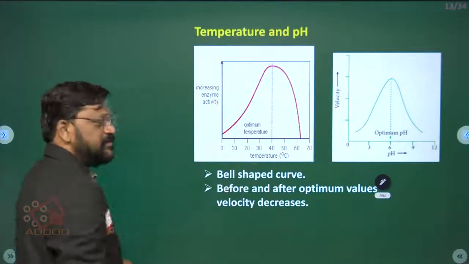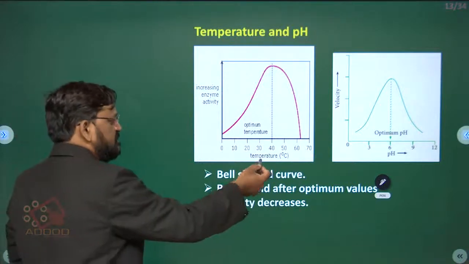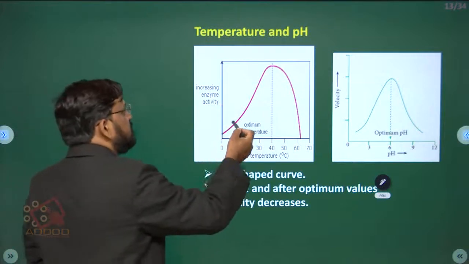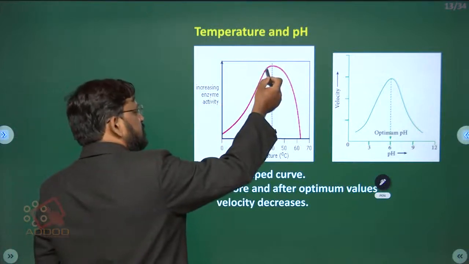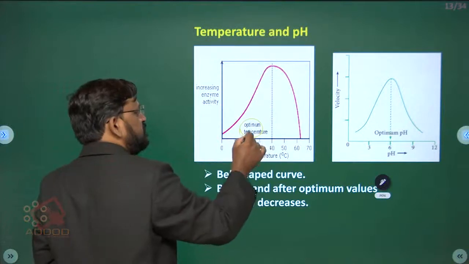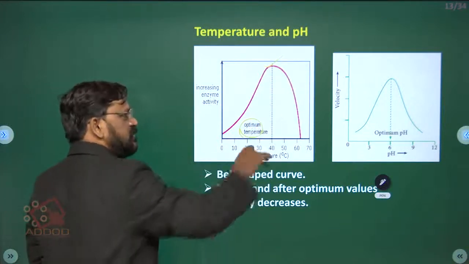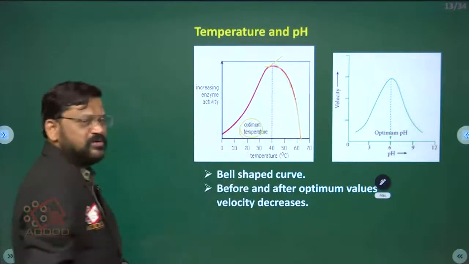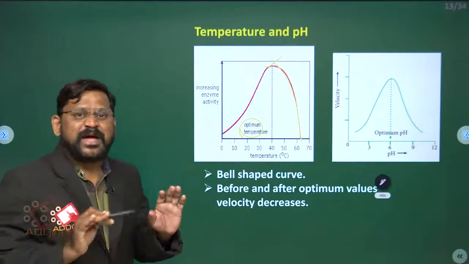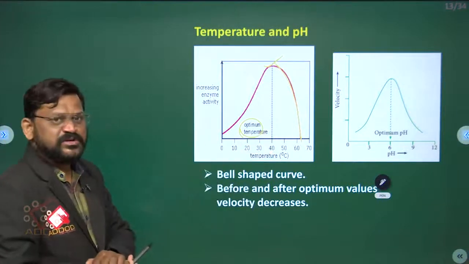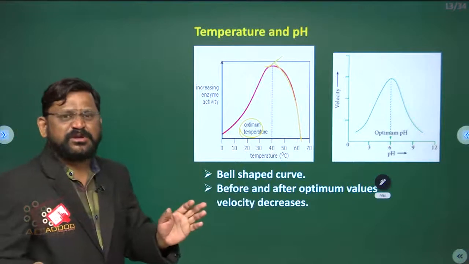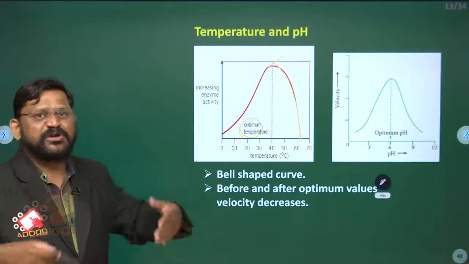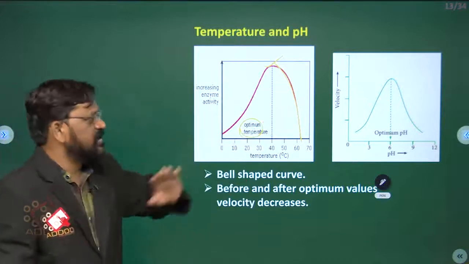Let us see the effect of temperature on enzyme action. Here the temperature is taken on the x-axis and enzyme activity on the y-axis. If you increase the temperature, until it reaches the optimum temperature, the rate of reaction also increases. If you keep on increasing the temperature, the rate of reaction will fall down. Enzyme activity will be maximum at the optimum temperature. Generally, we say the optimum temperature is 25 to 30 degrees centigrade. So, once we reach the optimum temperature, if you keep on increasing the temperature, the enzyme activity will decrease.